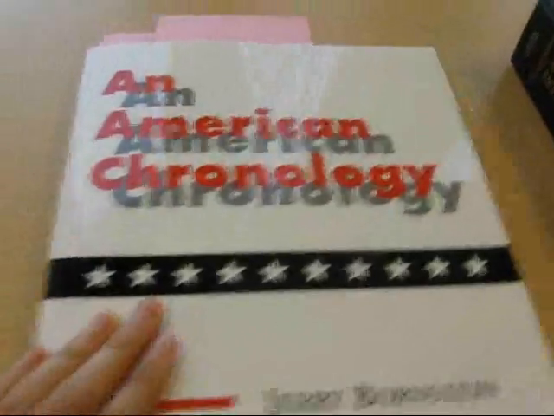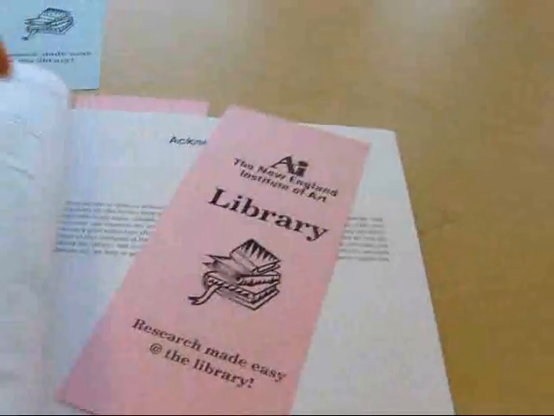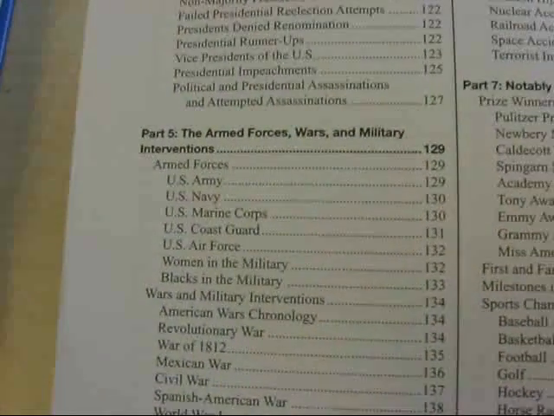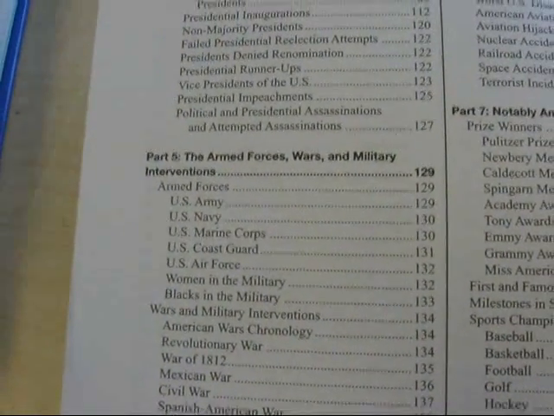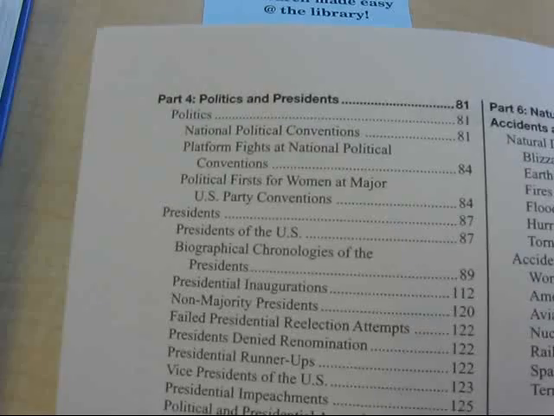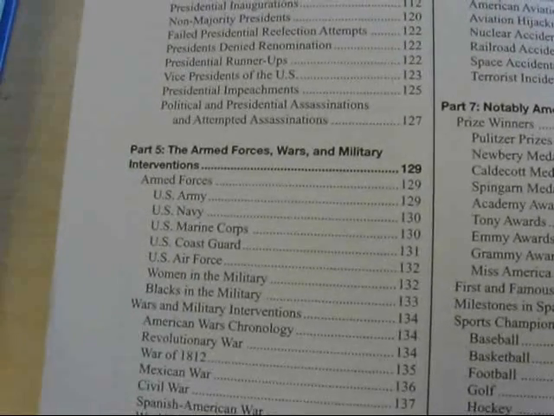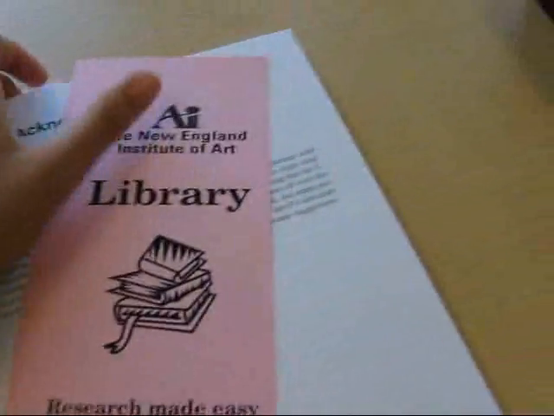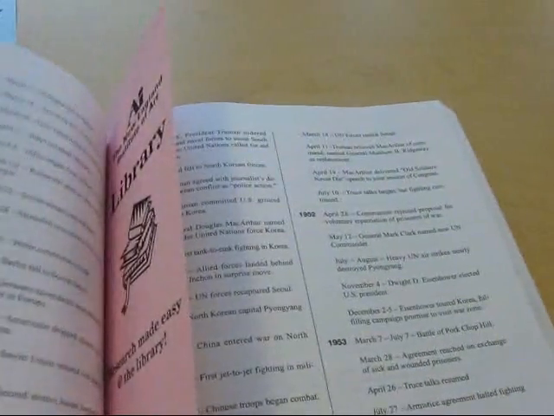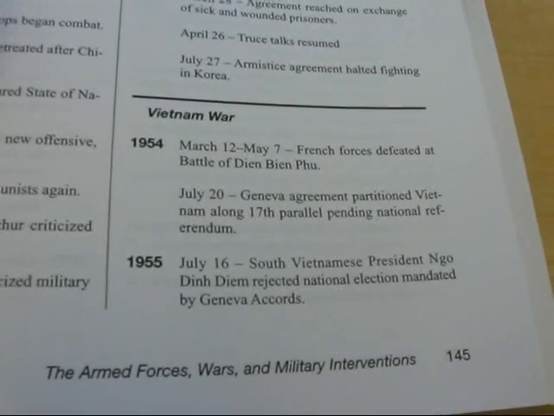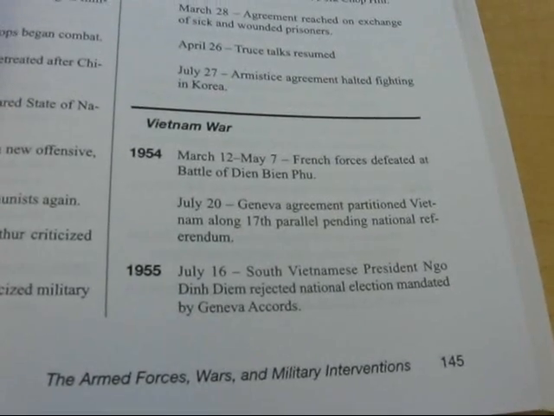An American Chronology is a listing by subject, for example, the armed forces, wars and military interventions, politics and presidents, with a listing of all of the important things that were going on at the time. So if you go to the year, for example, the year that your film was made, you'll find out what was going on in things like military interventions.